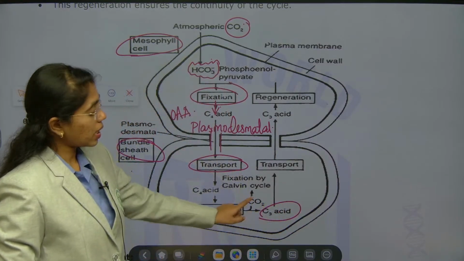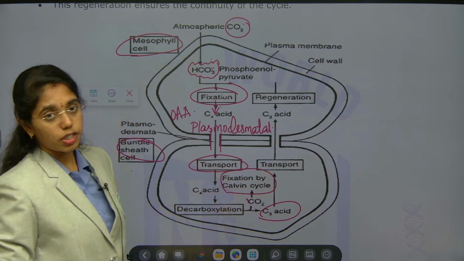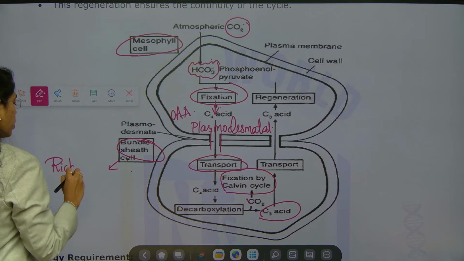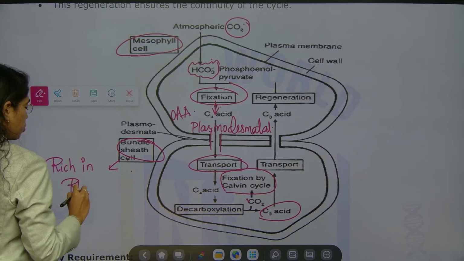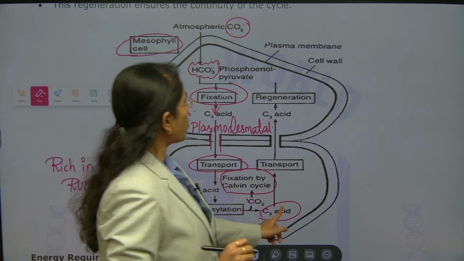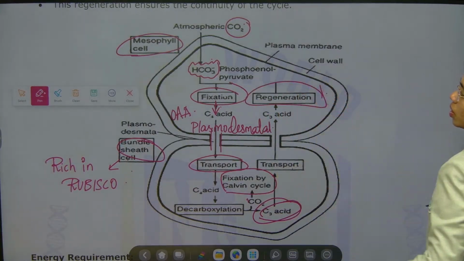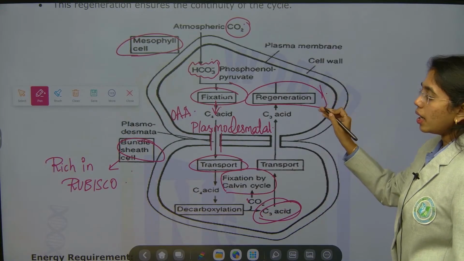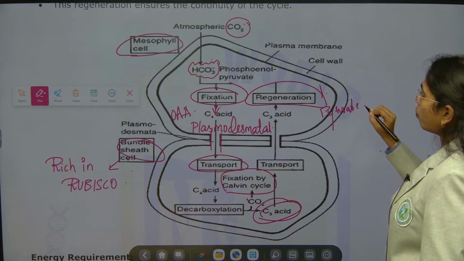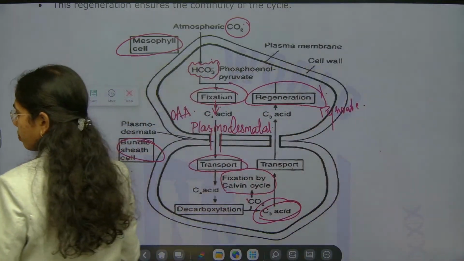This carbon dioxide will undergo the C3 cycle, that is the Calvin cycle, inside the bundle sheath cells, because the bundle sheath cell is rich in rubisco. Fine, right? And the C3 acid is transported and regeneration occurs. It is regenerated back in the form of pyruvate inside the mesophyll cells. Clear, right? Now we will go on elaborating the concept.